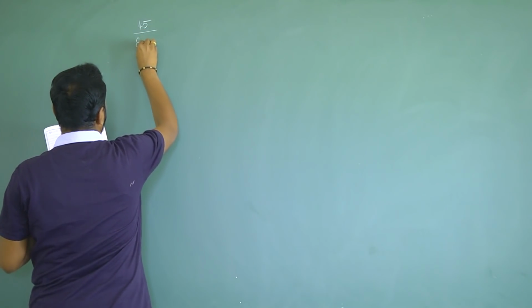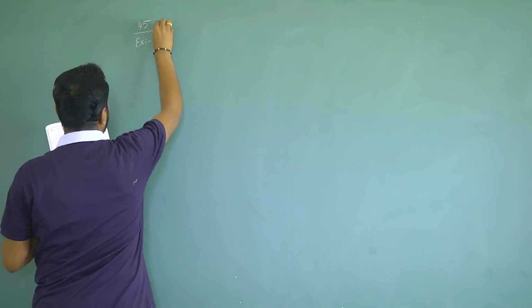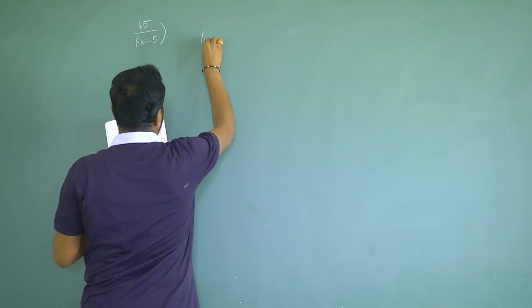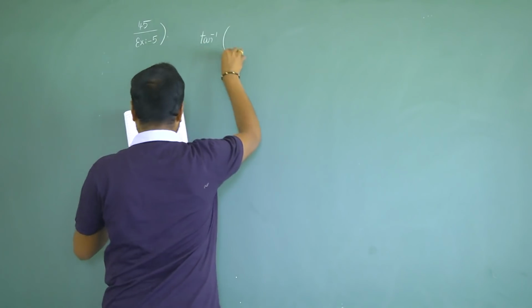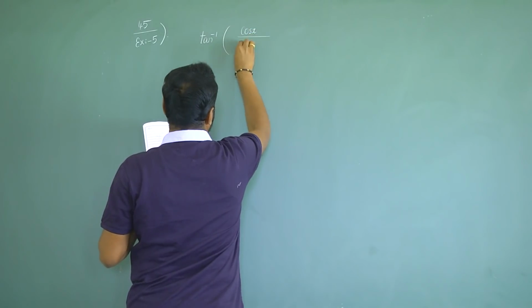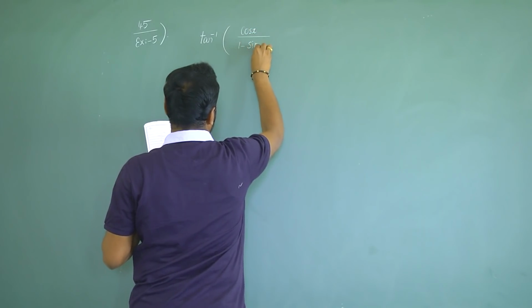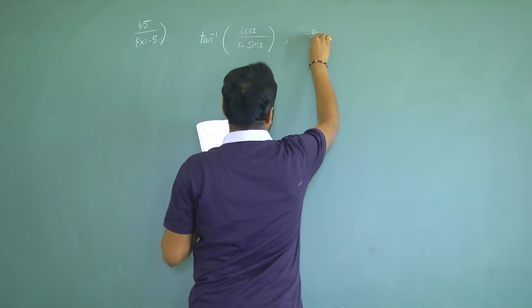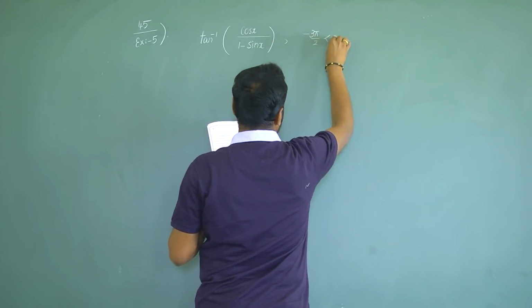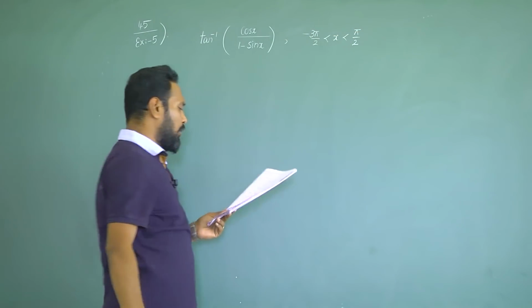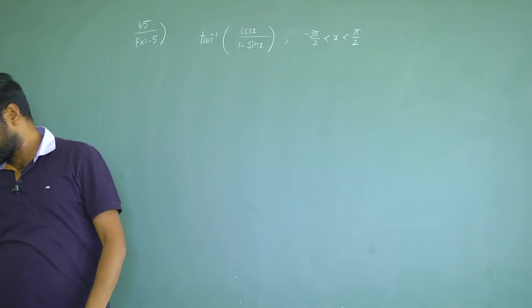Next one is page number 45, example 5. The given function is tan inverse of cos x by (1 minus sin x), where minus 3 pi by 2 is less than x less than pi by 2. We need to convert it into simplest form.